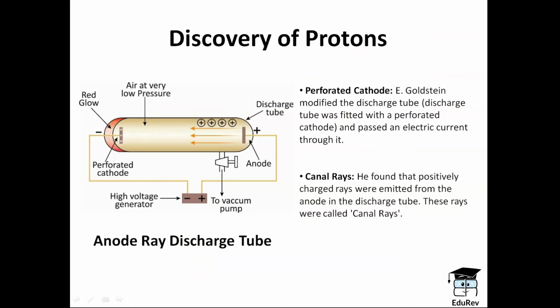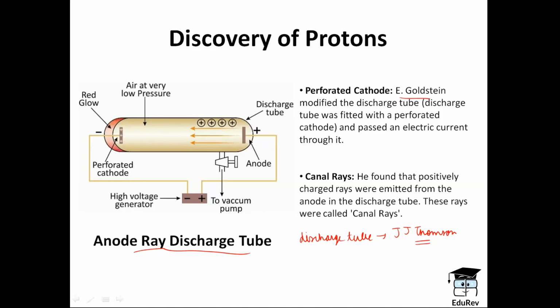The discovery of protons was done by Goldstein, through an experiment called the anode ray discharge tube experiment. What he did was take the same discharge tube which J.J. Thomson took in the cathode ray discharge tube experiment. But a few modifications were done in this discharge tube.